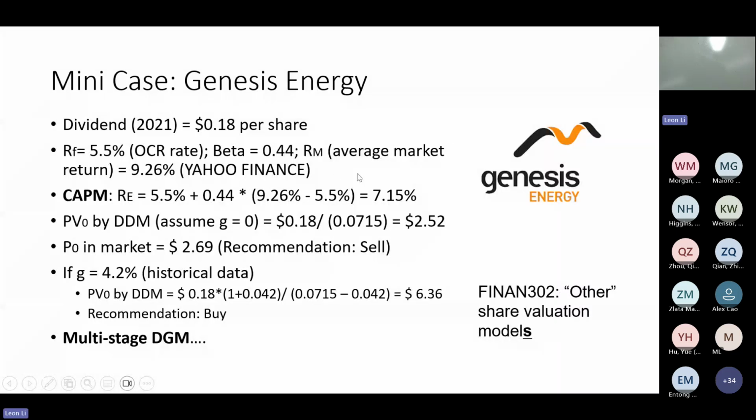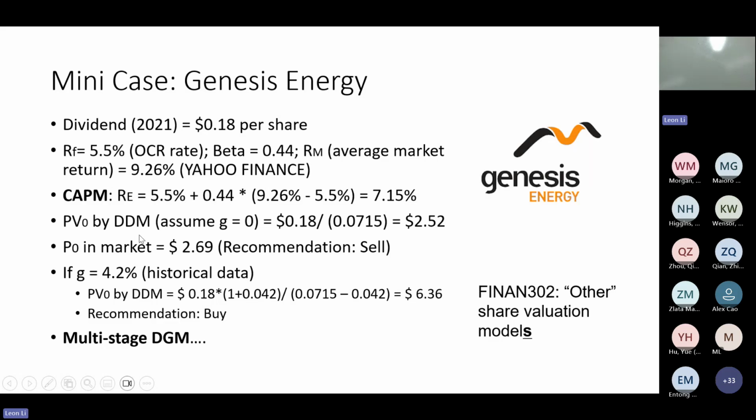And for the market return, we use the New Zealand Stock Exchange market return. Again, you can find the data online. So I use the average market return of about 9.26%. The risk-free rate is here. So using the CAPM, I have the required return of Genesis at 7.15%. Next, I apply the DDM model, the dividend discount model.